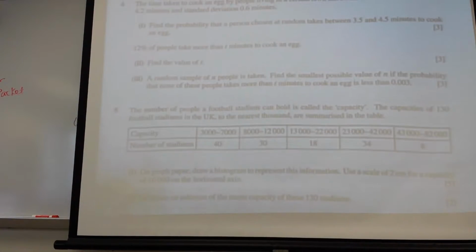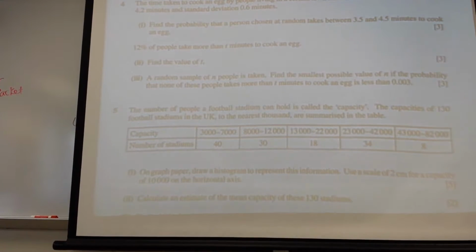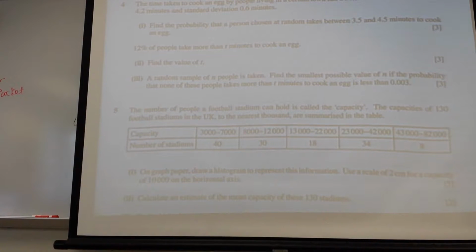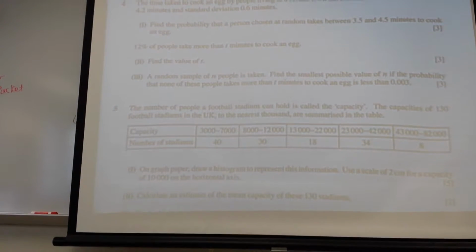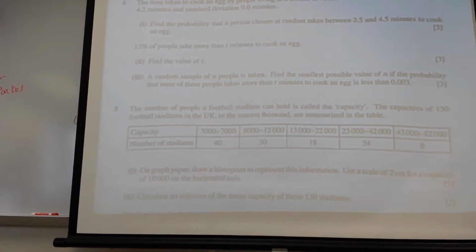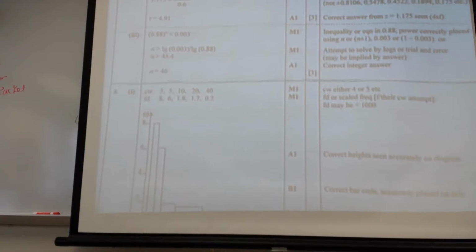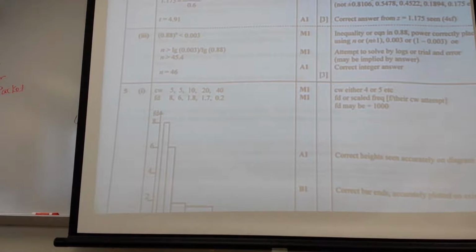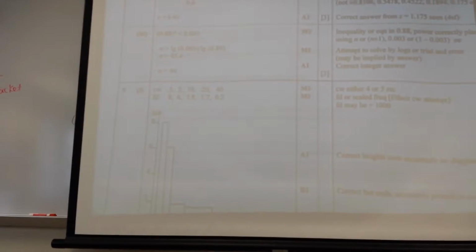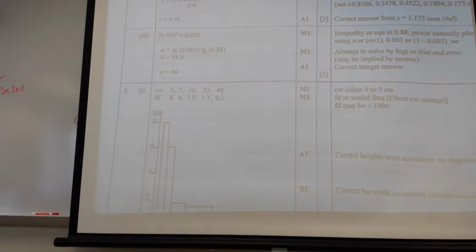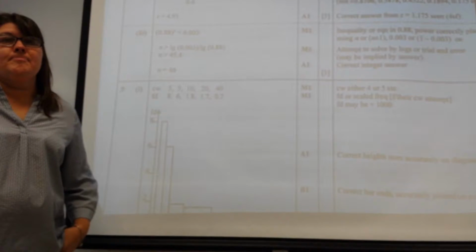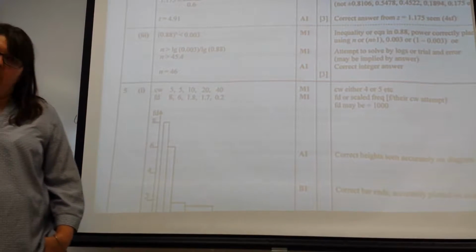What's the next part ask? Now, this one says 12%, so it's giving me a percent. So I'm probably going to be working in the middle of the chart, right? So 12% of the people take more than T minutes to cook an egg, find the value of T. Okay? So 12% take more than T minutes, so what do I have to do? What do I do in this case? You find where 12% would be in here, and then find the z-score that corresponds to that.